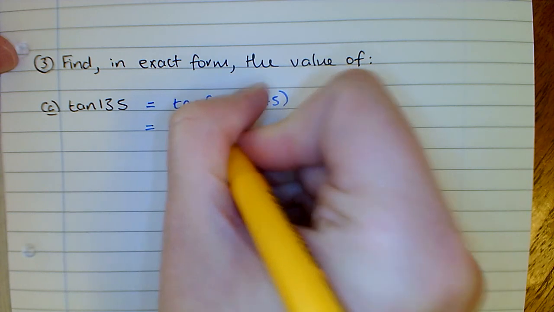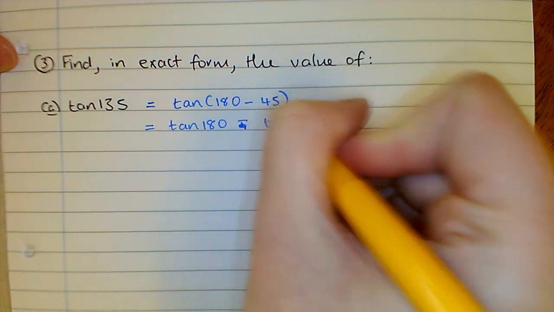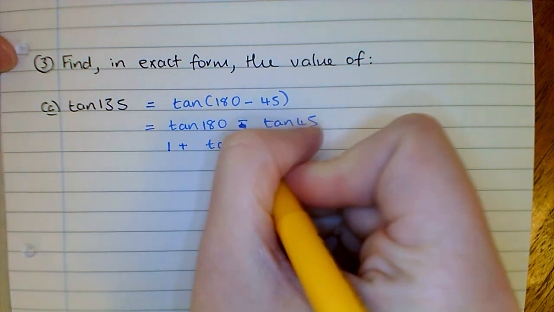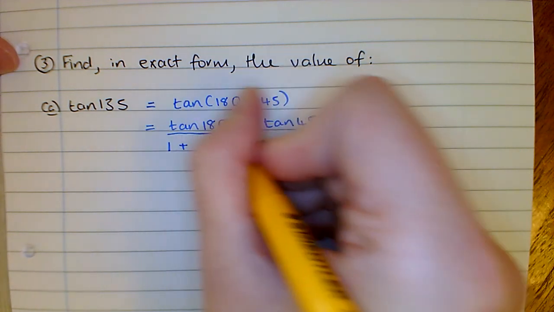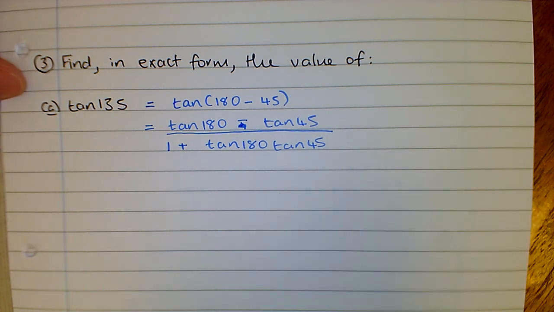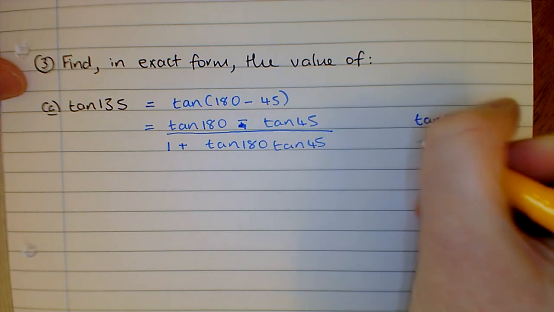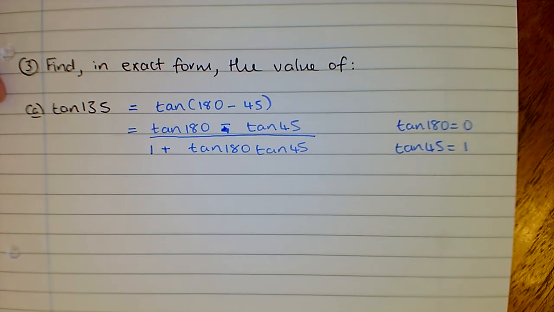So that's tan 180 minus tan 45 over 1 plus tan 180 tan 45. And you should be using the angles 45, 30, 60, 90, 180 and so on, the ones that you're expected to know. So tan of 180 is 0 and tan of 45 is 1.